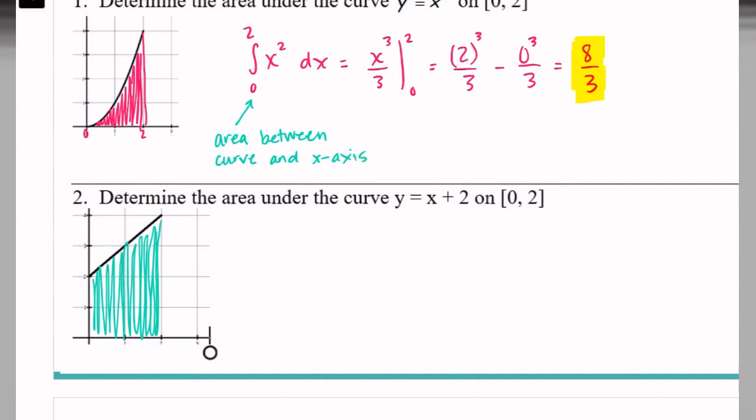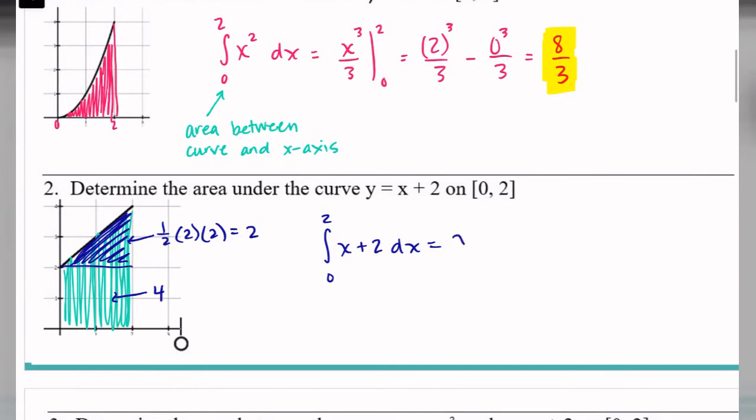So if I want to find this area, I could do it geometrically by breaking it up. That would give me an area of 4. This would give me an area of 1/2 times 2 times 2, which is 2. So my total area there would be 6. Or I could go and do the integral.